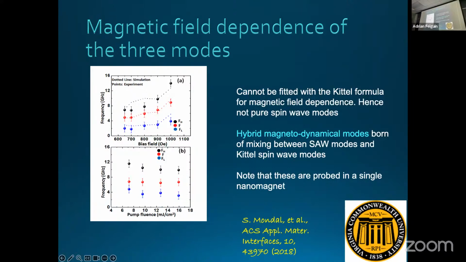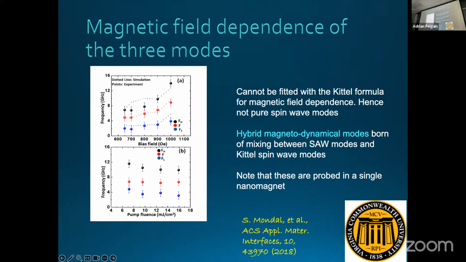And then we can also look at how this behaves as a function of the pump beam power, or pump fluence. So this is the pump fluence, in millijoules per centimeter squared. And you can see that they actually go down a little bit with the pump fluence. Now, none of these modes can be fitted with the Kittel formula for magnetic field dependence.